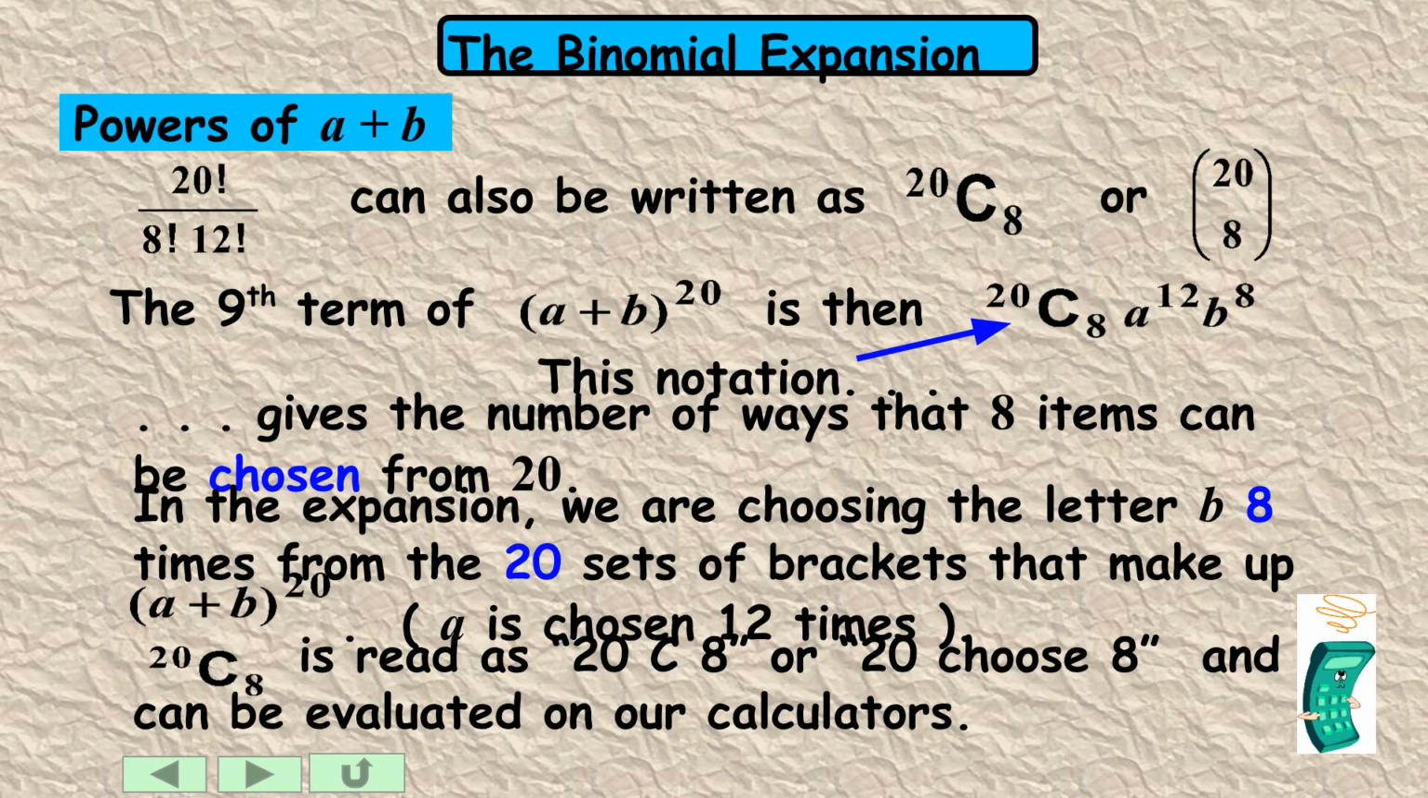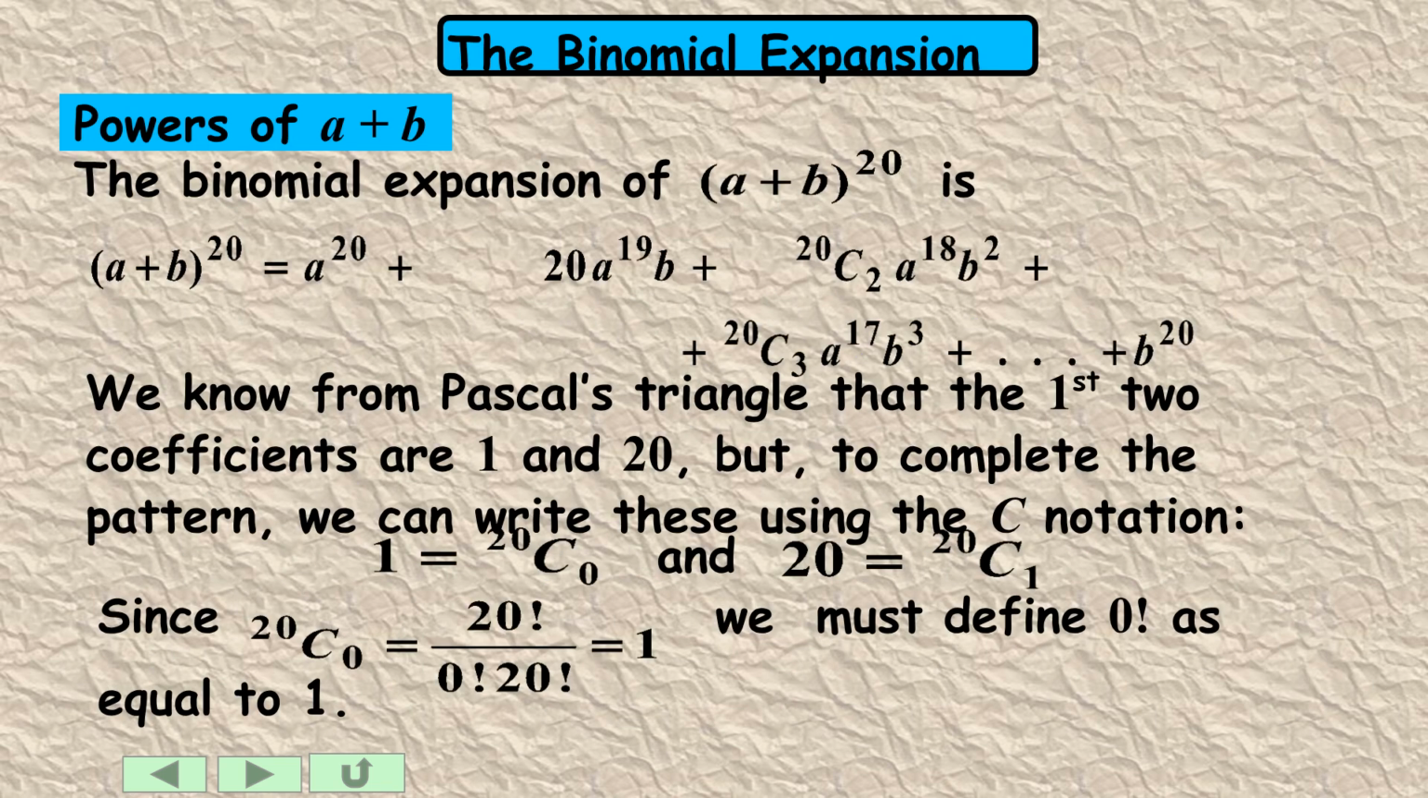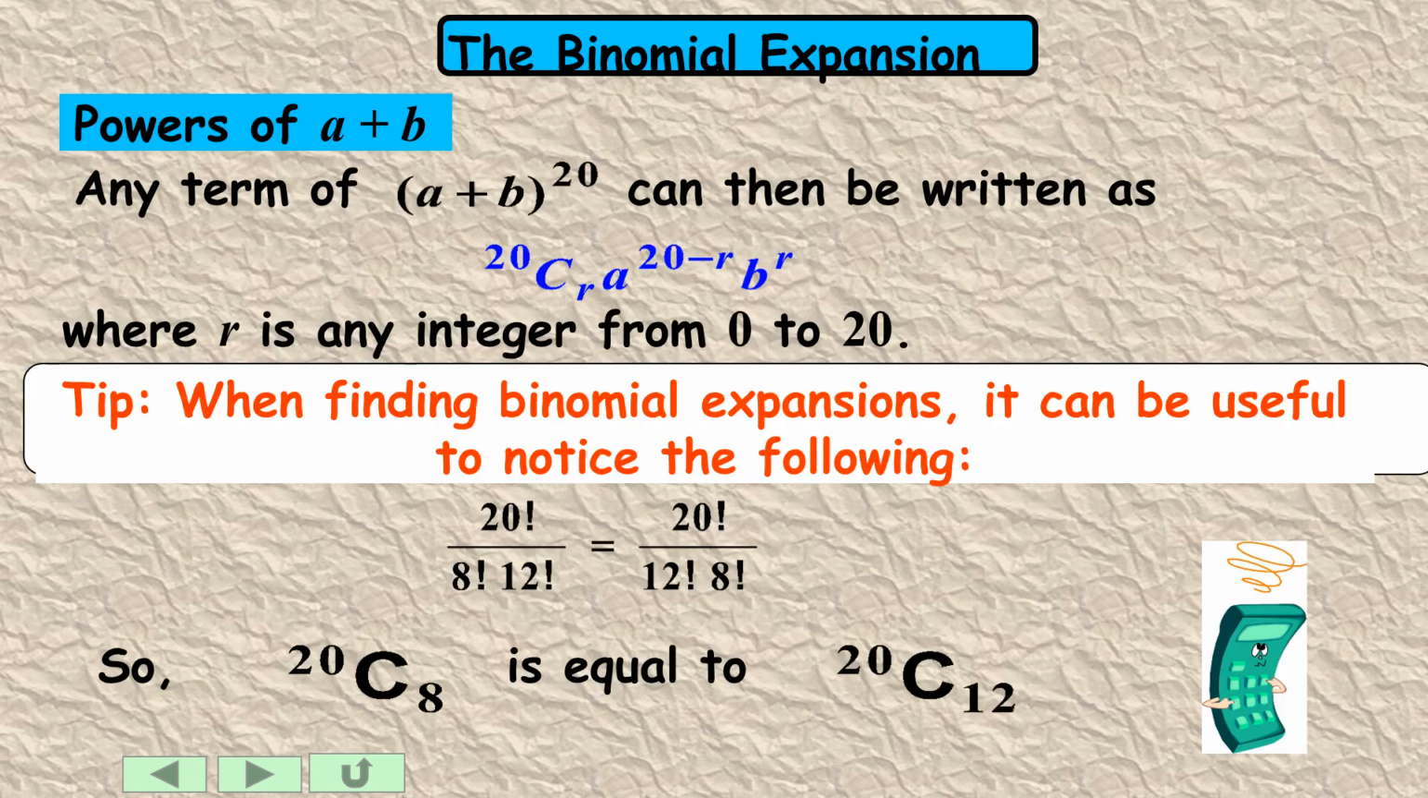This is tedious, so we use a shorthand notation called the binomial coefficient, represented as 20 choose 8. The binomial expansion of a plus b to the power of n is given by the terms shown here. We know the first two coefficients are 1 and n from Pascal's triangle. To complete the pattern, we can write these coefficients using the C notation. n choose 0 is 1, and n choose 1 is n.